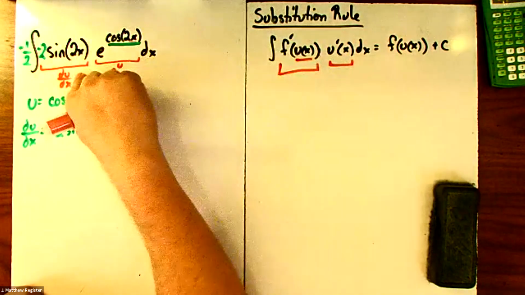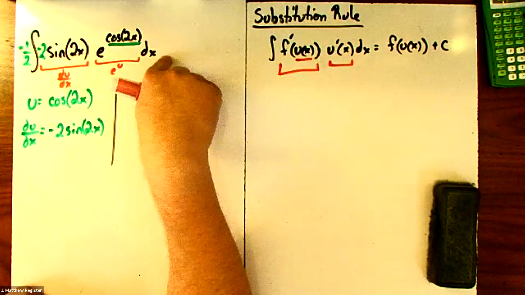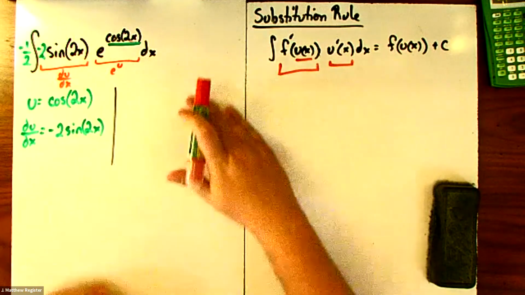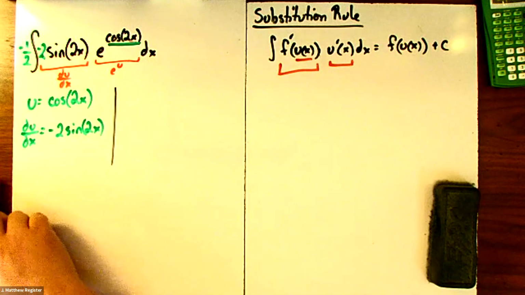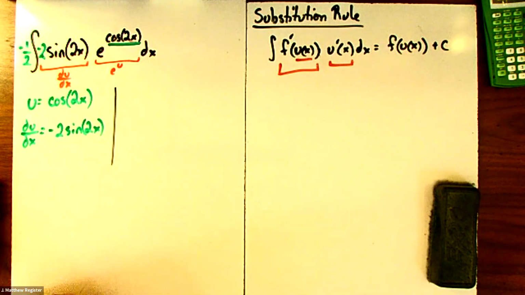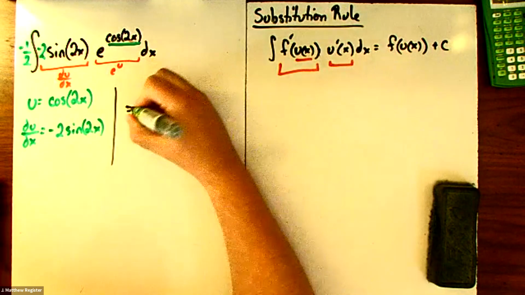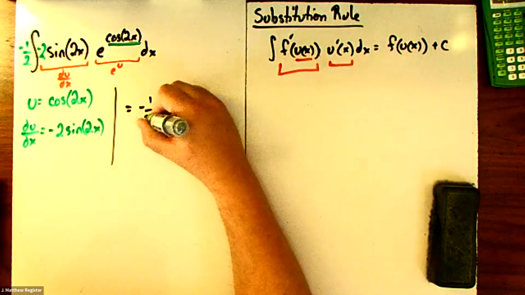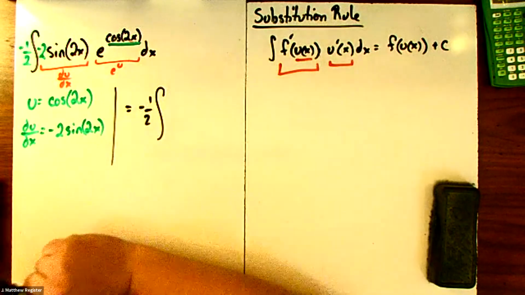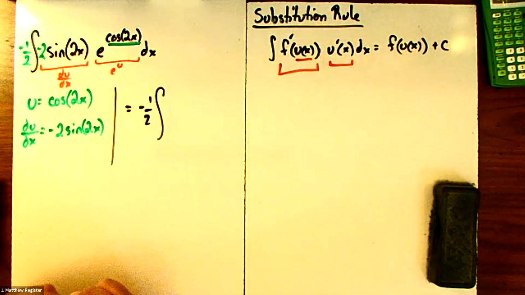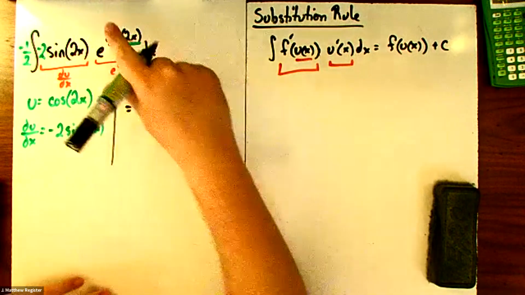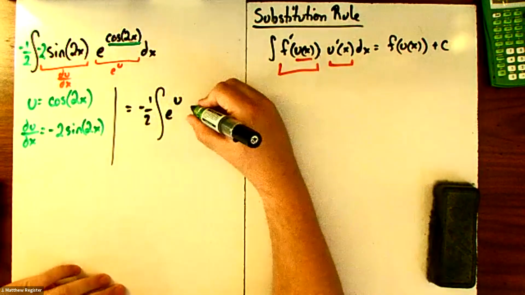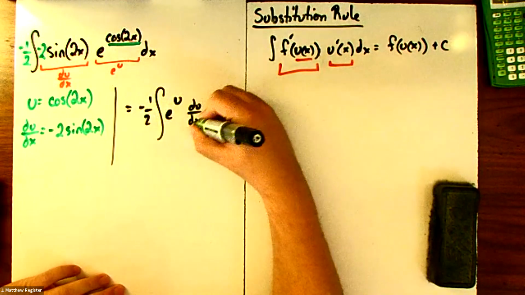Well, if we have du dx times dx, we can kind of think of those dx's as canceling. It's a little bit more complicated than that, but the math will check out. And so when we rewrite this, our negative 1/2 is going to stay there. And then we can rewrite this in terms of u's. And so this would be e to the u. And if you wanted to, you could say it's du dx dx.